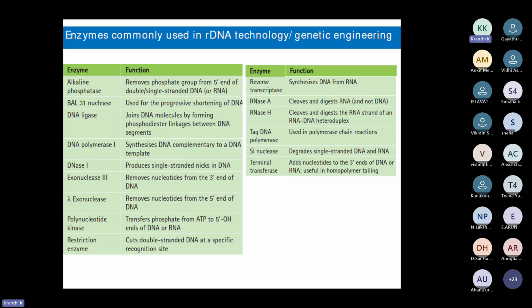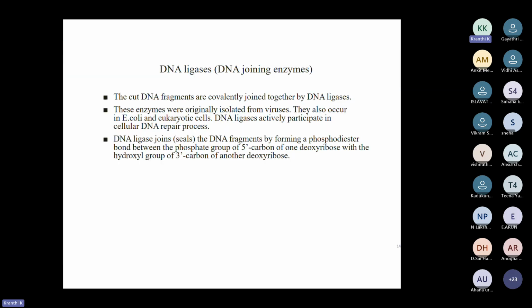Okay, so all these things should happen in the rDNA technology, right? That is the reason we use different types of enzymes. We use the alkaline phosphatase, then BAL31 nuclease, DNA polymerase 1. You know this. Already we discussed the DNA polymerase 1. Okay, DNA polymerase, DNase 1, exonuclease 3, then restriction enzymes, reverse transcriptase, RNase A, Taq polymerase, okay, terminal transferase. Like this, we use different types of enzymes, okay, based on the requirement.